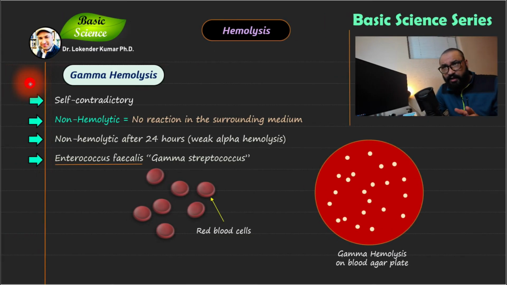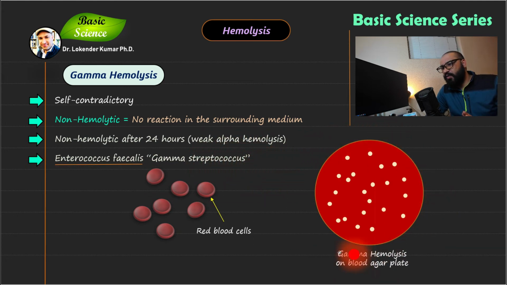All right. So we are on the last slide of our presentation where I will try to explain. Gamma hemolysis basically means no hemolysis. Non-hemolytic bacteria, especially Enterococcus faecalis, that was initially part of the Streptococcus and was known as gamma. So basically, within 24 hours, you will have no hemolytic activity. But maybe after 24 hours, you will have weak alpha hemolysis.